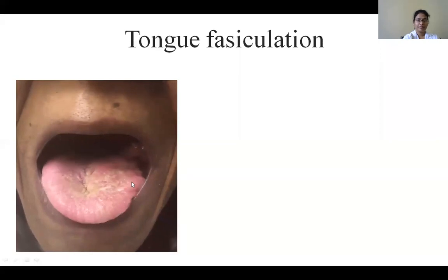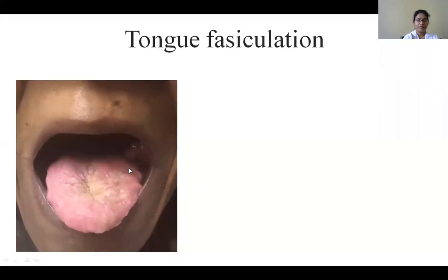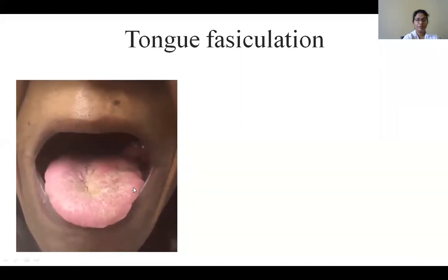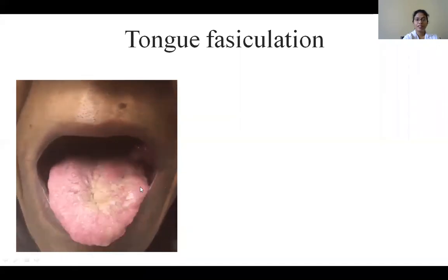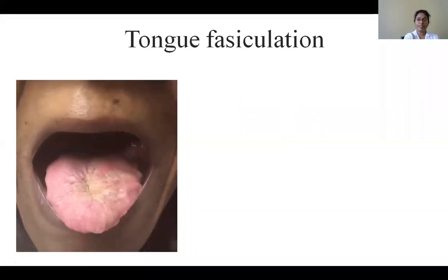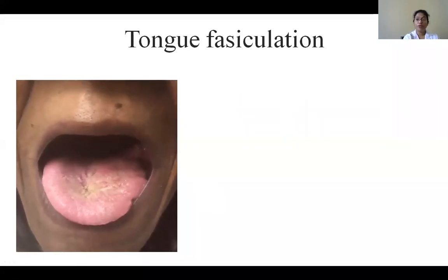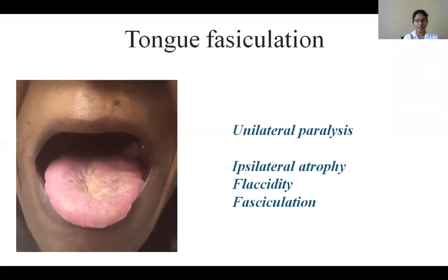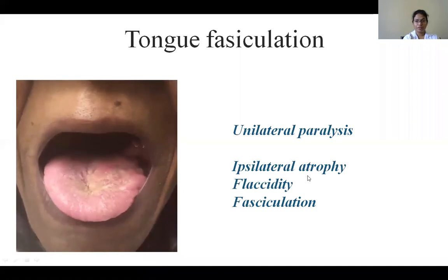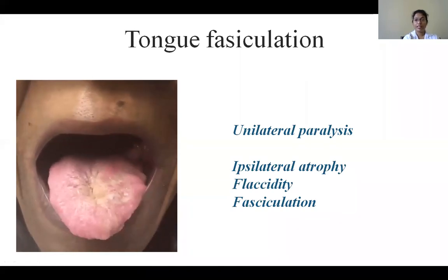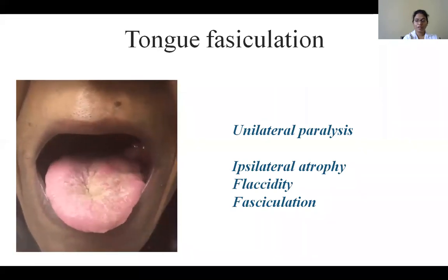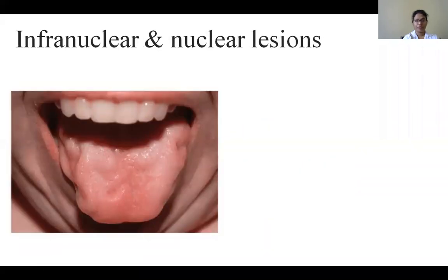So look at this image. You see here, there are abnormal movements of the tongue. So this is what is fasciculation. Fasciculations and flaccidity usually are seen in lower motor neuron type of lesion, which is also associated with atrophy. So atrophy, flaccidity, fasciculations, they all are features of lower motor neuron type of lesion.